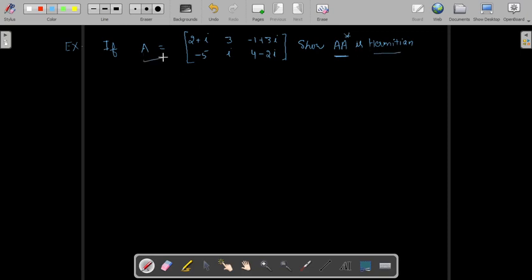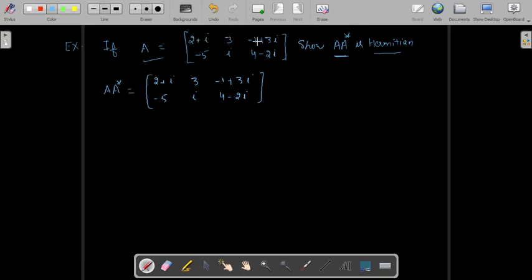So this matrix A is given to me. Let us calculate A into A transpose conjugate. So what is A? This is 2 plus iota, 3, minus 1 plus 3 times iota. This is minus 5 here, iota, 4 minus 2 times iota, into A transpose conjugate. I will take its transpose.